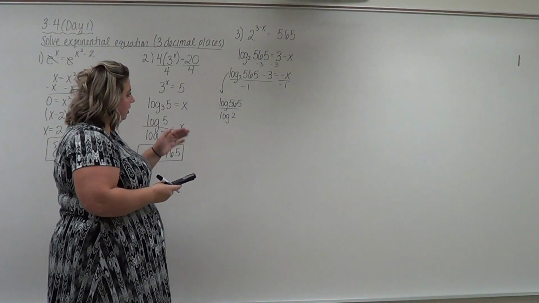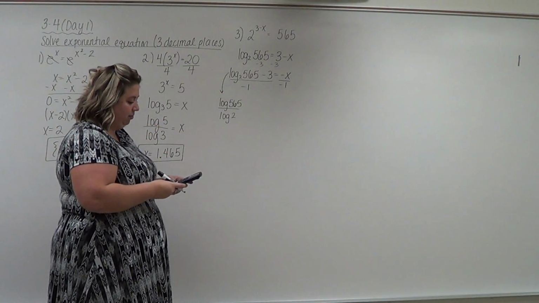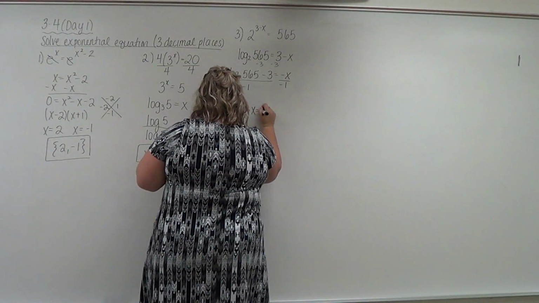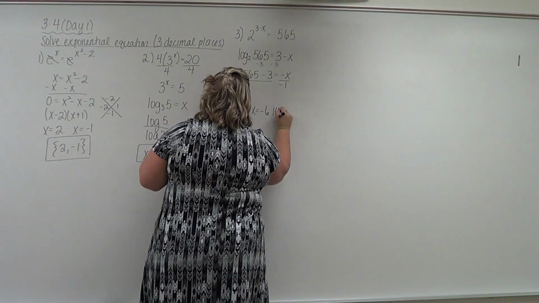And then after you hit your equal sign, after you subtract 3, then you're going to divide the whole thing by -1. So I get x equals -6.142.